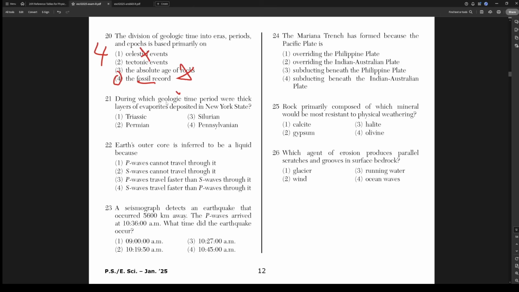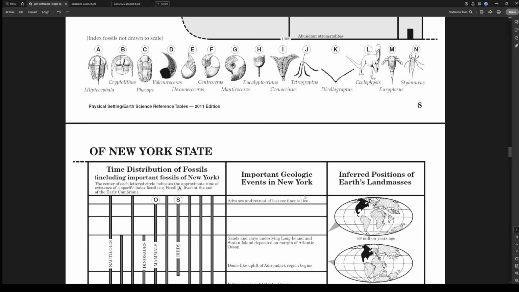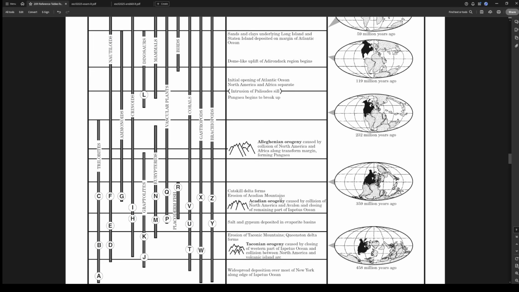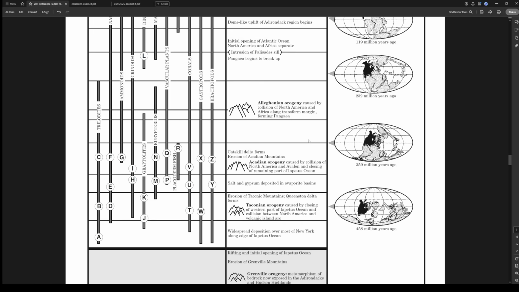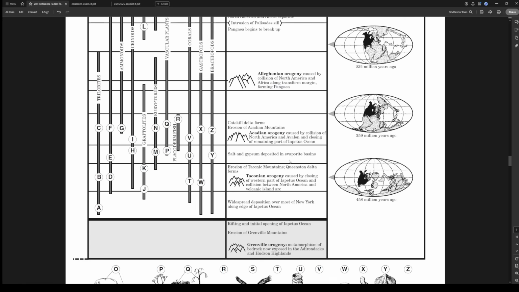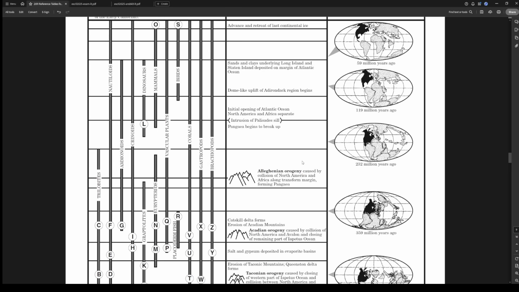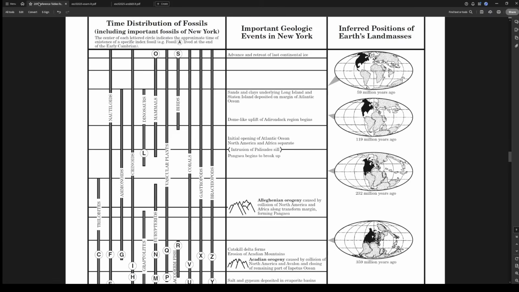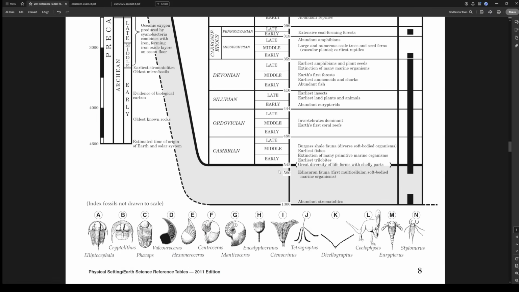During which geologic time period were thick layers of evaporites deposited? This is just a very specific thing. Thick layers of evaporites. So we're going to look for that here. That's going to be an important geologic event. So let's see. Thick layers of evaporites. Do we see this? Evaporite basins. What am I missing? During which time period were thick layers of evaporites deposited in New York State? Is it in here?